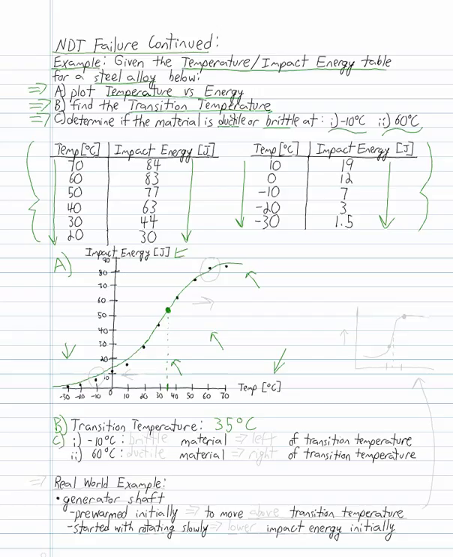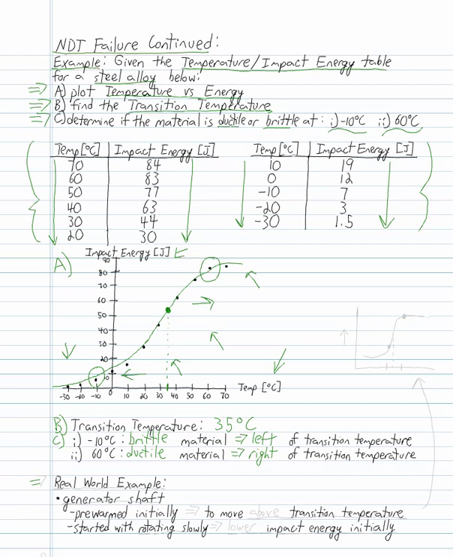Finally, for part C, we want to determine if the material is ductile or brittle at negative 10 degrees Celsius and 60 degrees Celsius. So we'll look at the point negative 10 degrees Celsius over here, and we can see that's to the left of the transition temperature, meaning that's going to be a brittle material. And the reason for this is it's because it's left of the transition temperature. It has undergone that change. Looking at 60 degrees Celsius, we can find that once again right over here. And now we can see it's to the right of the transition temperature, meaning it's ductile. And the reason for that is because it's right of the transition temperature and has not undergone that change.